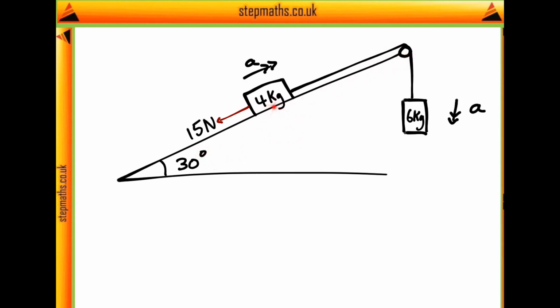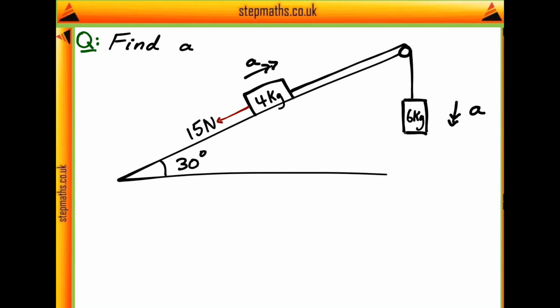When we look at our 4 kilogram mass, we're told that we have a 15 newton force acting down the slope. We also know that these two masses are going to be accelerating, which I've labelled as going in this direction here. The question asks us to find the acceleration of our 4 kilogram mass, which is exactly the same as our 6 kilogram mass, since they're both connected by this string. If you would like to have a go at this question yourself, then please pause the video now. Otherwise, let's get on with it.